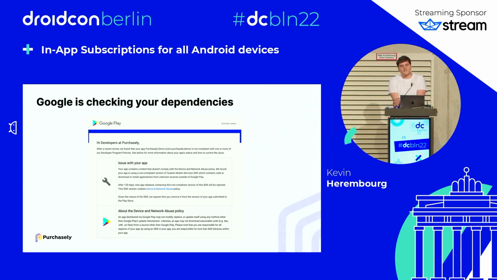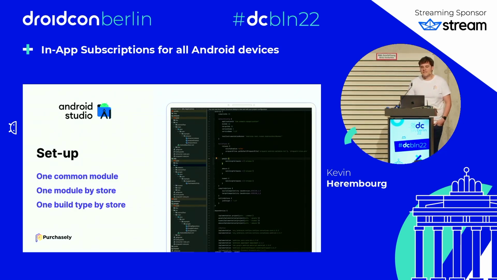Very important to consider, if you are going to implement, for example, Google and Huawei, you cannot do it in the same bundle or APK. You need to add, for the Play Store, an APK without Huawei, because Google is checking your dependency and Huawei is not accepted.